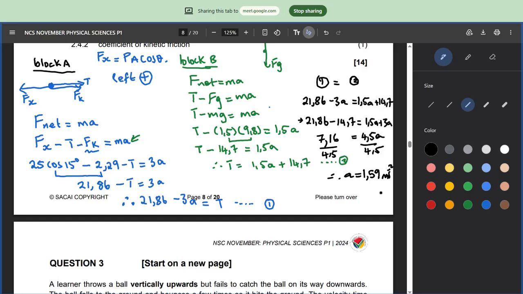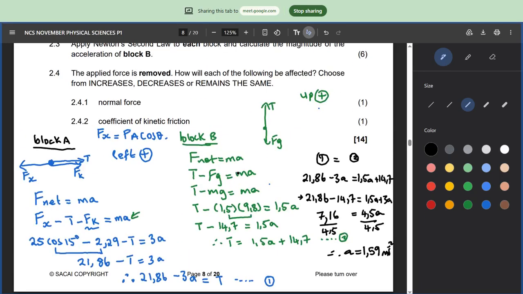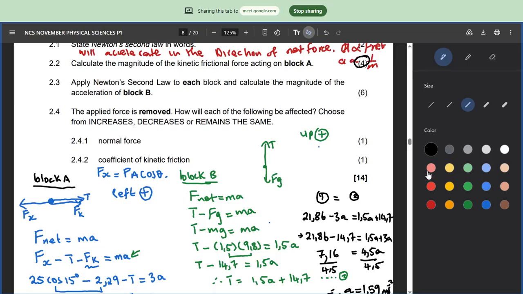Okay, so the next question says, the applied force is removed. We are removing the applied force. Calculate the magnitude. Oh, the applied force is removed. How will each of the following be affected? Choose from increase, decrease, or remain the same. If we remove the applied force, what will happen to the normal force? What is going to happen to the normal force if we remove the applied force?